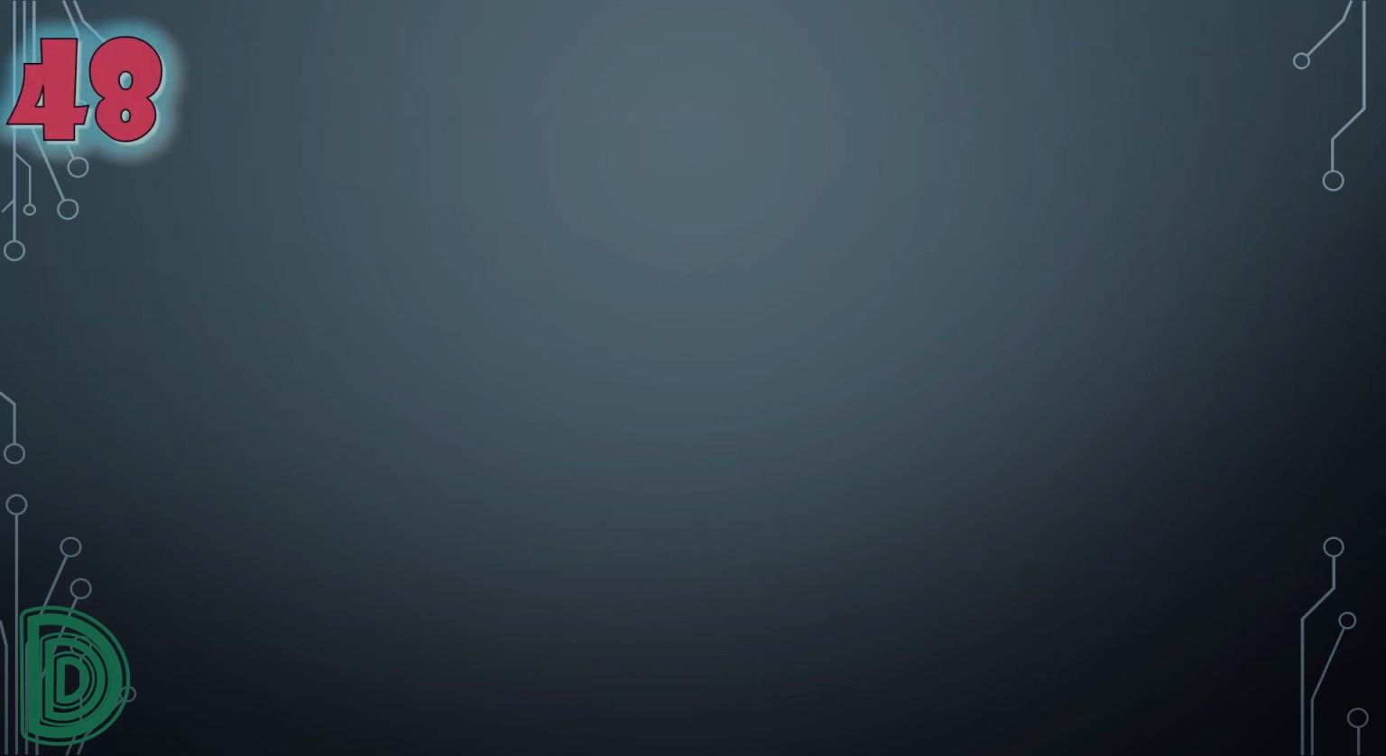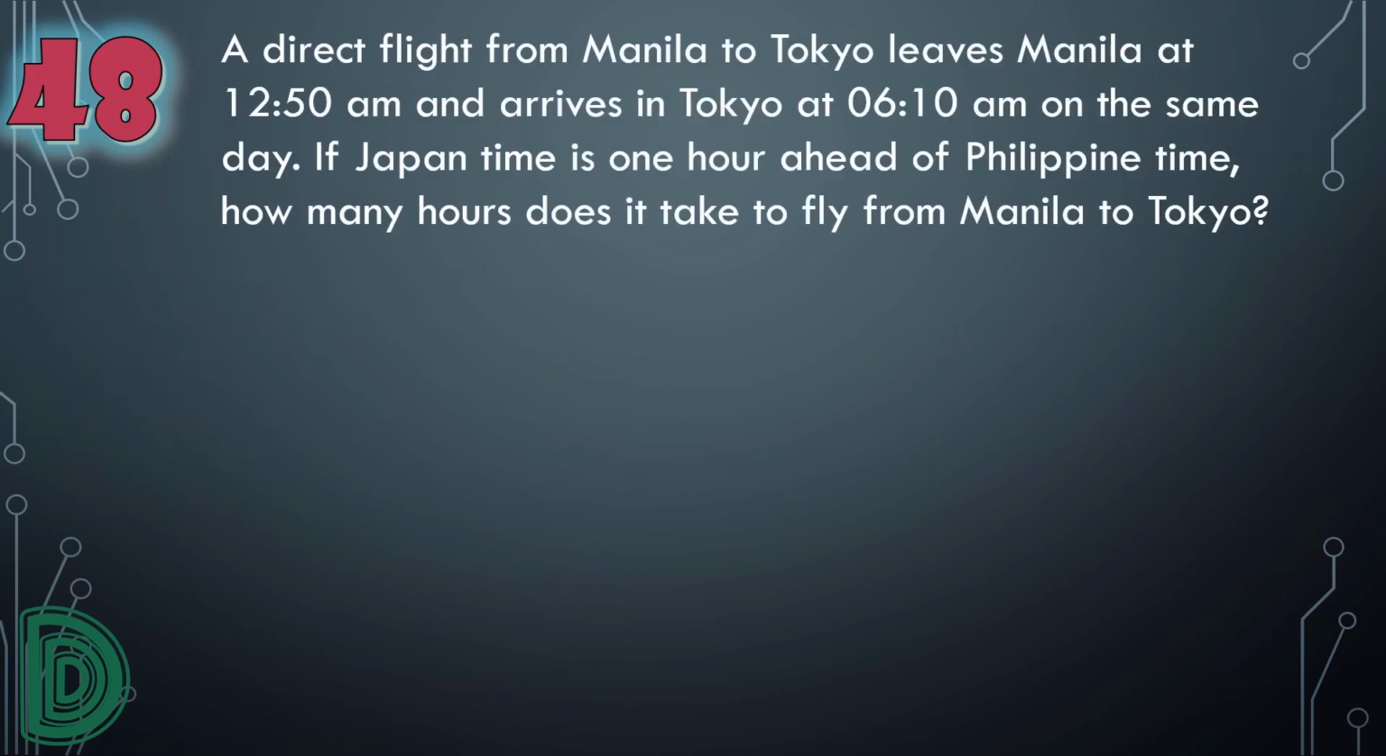Number 48. A direct flight from Manila to Tokyo leaves Manila at 12:50 a.m. and arrives in Tokyo at 6:10 a.m. on the same day. If Japan time is 1 hour ahead of Philippine time, how many hours does it take to fly from Manila to Tokyo?